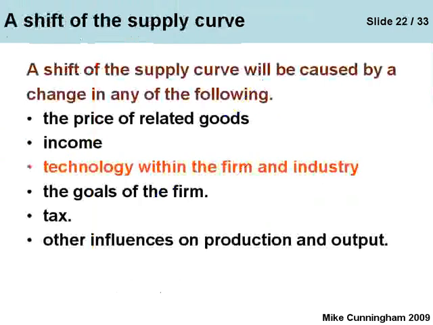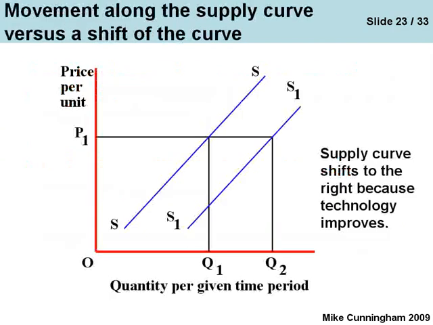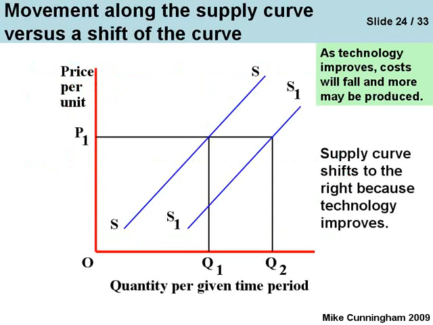Quite straightforward. Technology within the firm. Supply curve will shift to the right as technology improves. Costs will fall for a start and more may be produced. The effects of improving technology is to reduce costs. Therefore, at a given price, more may be produced at that price. So the supply curve would shift to the right.